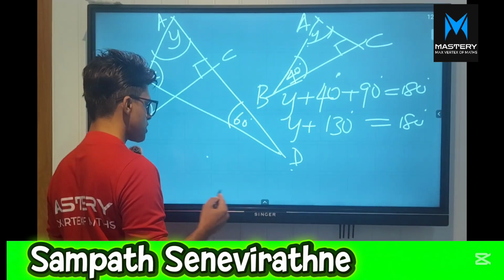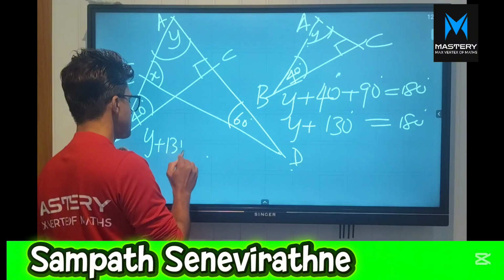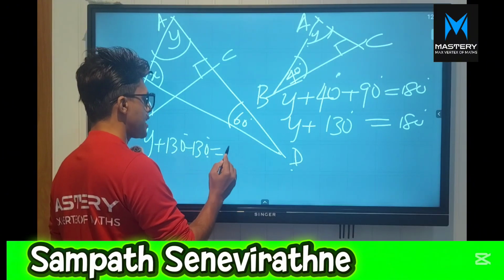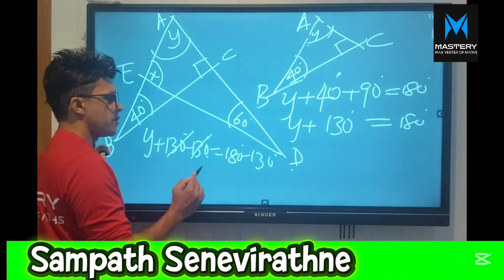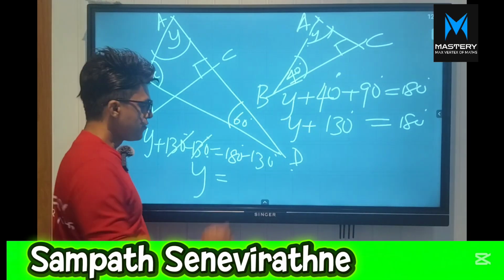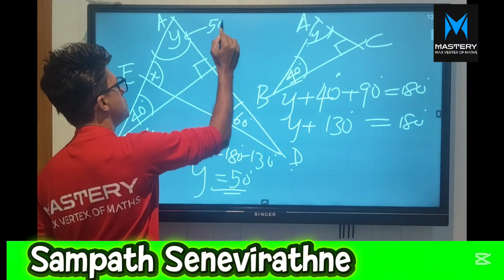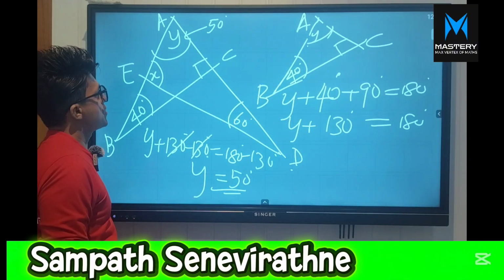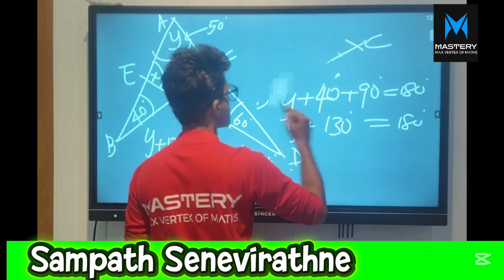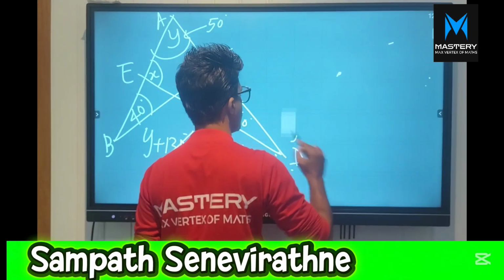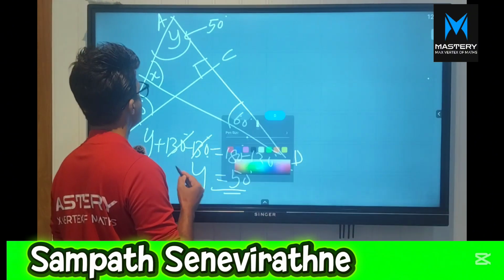From both sides you could subtract 130. So 180 minus 130 is 50 degrees. So the value of y you can get as 50 degrees. Now you have the value of y as 50 degrees. Right now, how can we get the value of x here? The value of x also can be taken using the previous method.